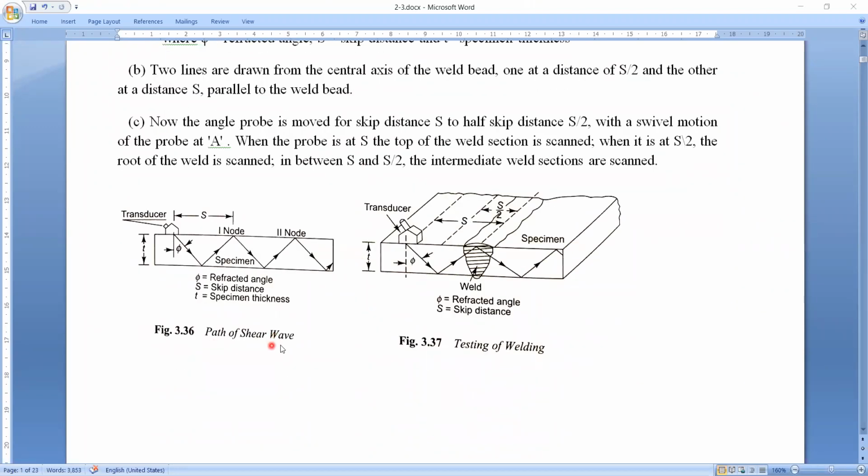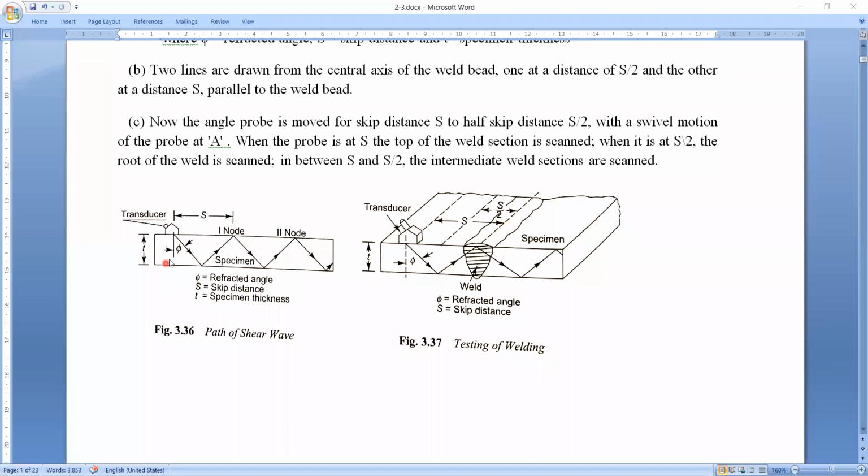See this, this is the path of the shear wave. Here we are using shear waves, because longitudinal waves are not applicable for testing by the angle beam method. If you want to use longitudinal waves, you have to use the straight beam method. Then we have to grind the top portion of the weld.